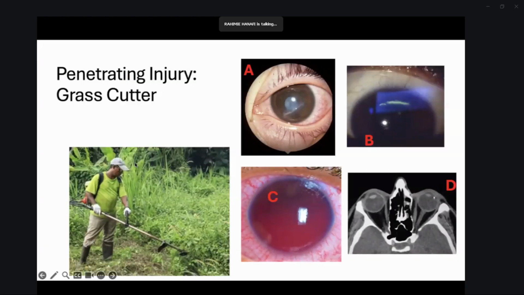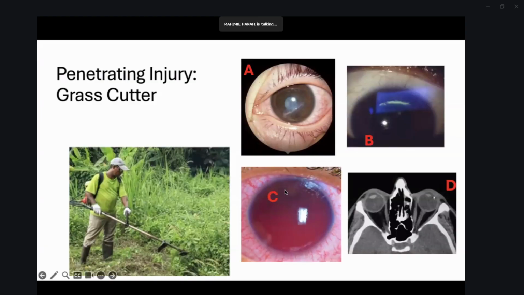So this is what can usually happen during penetrating injury during grass cutting activity. Without the staining, we can see that it looks like one line there. You can look at photo A. There is one line of opacity. If it is just an abrasion, it can just come out with fluorescein staining like this at B. But if there is a full thickness laceration, you can see the Seidel positive as in the video just now.